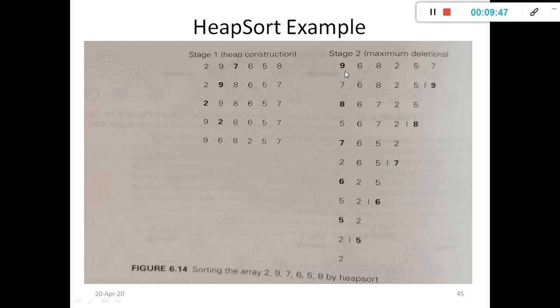By using the maximum deletion algorithm, first you delete the element 9, then apply the heap for the remaining elements. Next you delete the element 8. Similarly, we can delete the element 7, element 6, element 5, and finally it remains with the 2. This is a sorting example. With this, we can conclude what is a heap and what is heap sort.